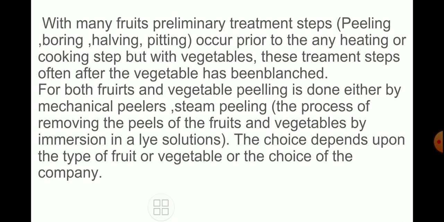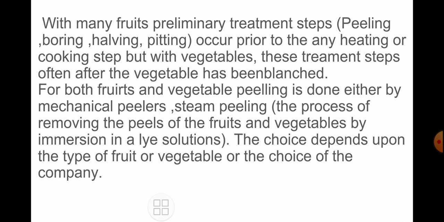With many fruits, preliminary treatment steps such as peeling, coring, halving and pitting occur prior to any heating or cooking step. But with vegetables, these treatment steps often come after the vegetables have been blanched. So we have to first of all blanch the vegetables. For both fruits and vegetables, peeling is done either by mechanical peelers or steam peeling methodologies, or by immersion in a lye solution to remove the peels.